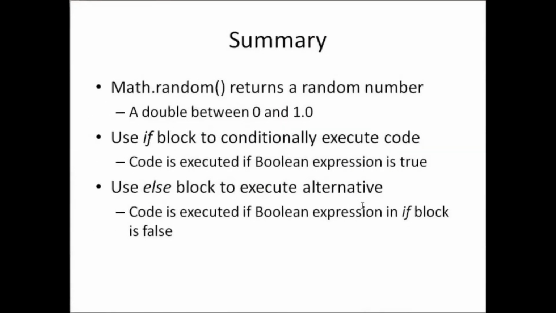So what do we do? Well, in this video, we used Math.random to actually obtain random numbers from the system. So it uses a random number generator. Now, it returns a double between 0 and 1.0, so we needed to multiply that by 10 to get a number between 0 and 9, and then typecast it to an int, so we lost the decimal places. We use an if block to conditionally execute code. The block's only executed if the Boolean expression is true. And we can use an else block to execute an alternative block of code. So if the condition for the if block is false, then we execute this block of code instead.